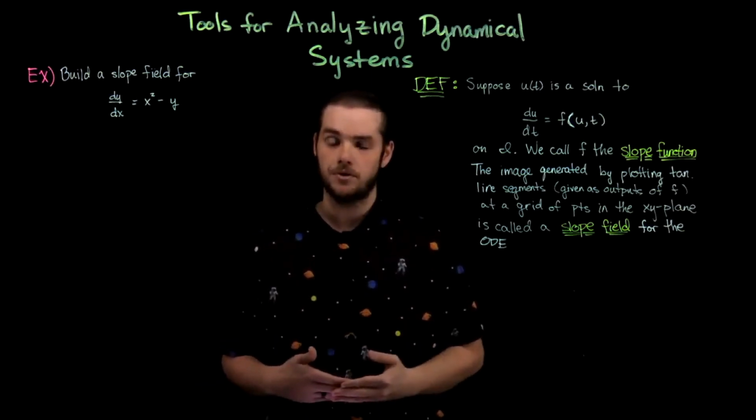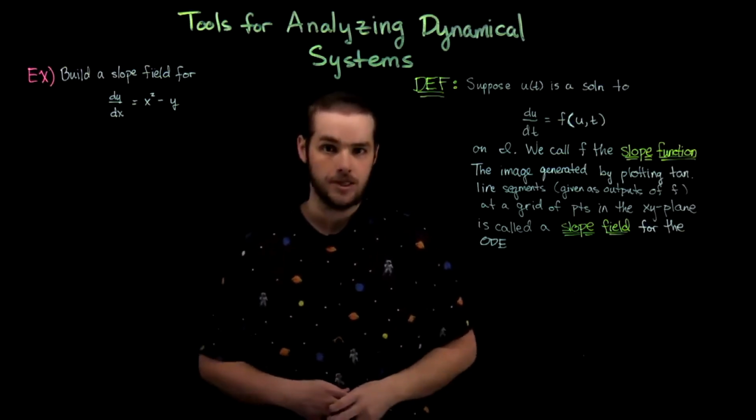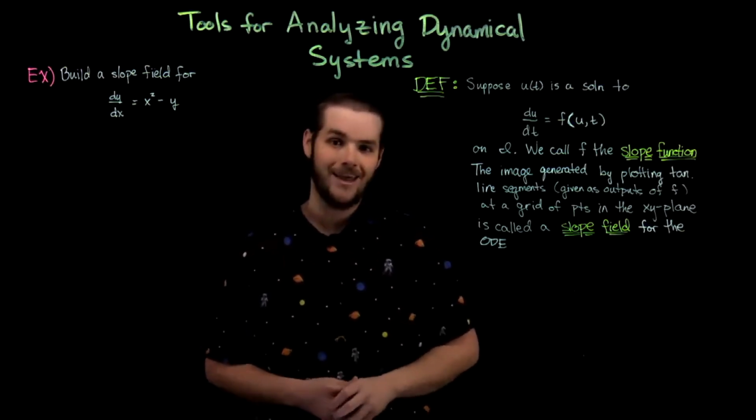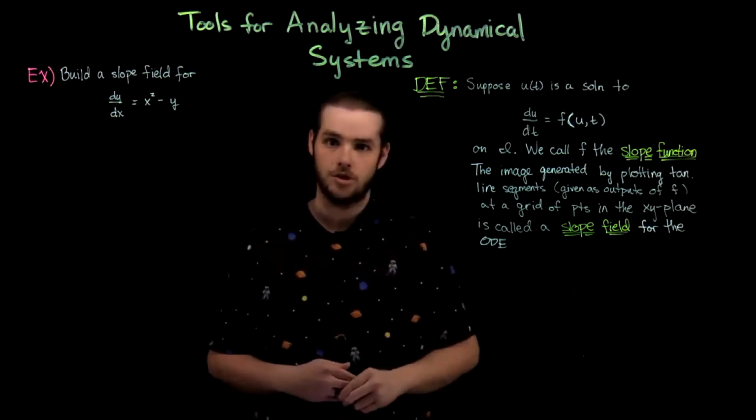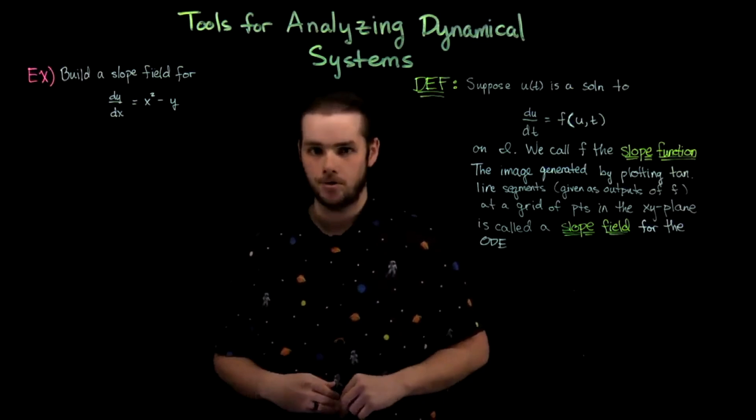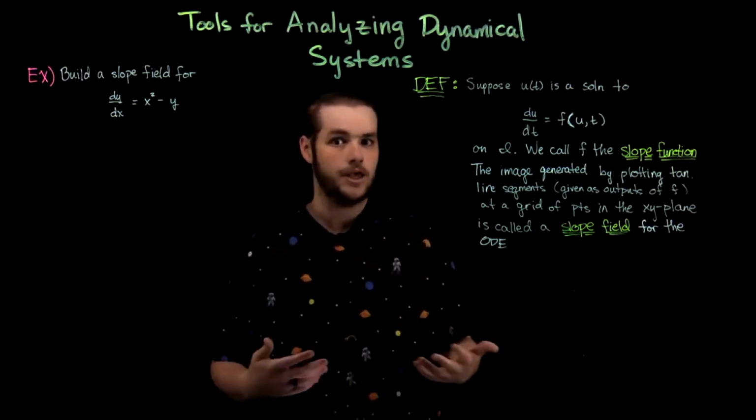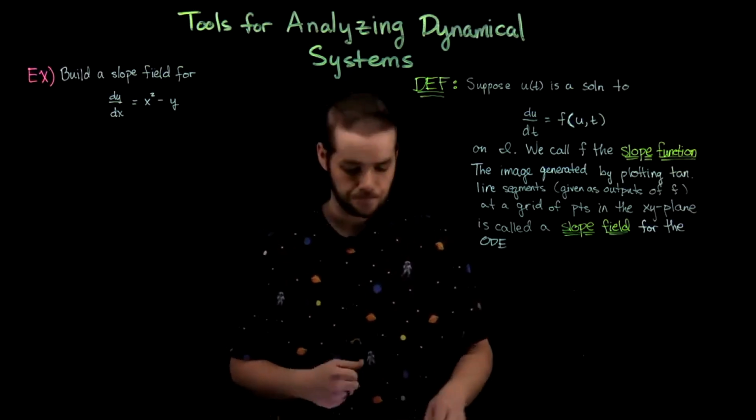Essentially what we're going to do is find a grid of points in the xy plane, and we're going to evaluate the slope function at each of those points, and then in the plane draw a tiny little snippet of the tangent line there. So let's first take a look at an example of how I build one of those, and then we'll see how I can use it to understand more things about the system.